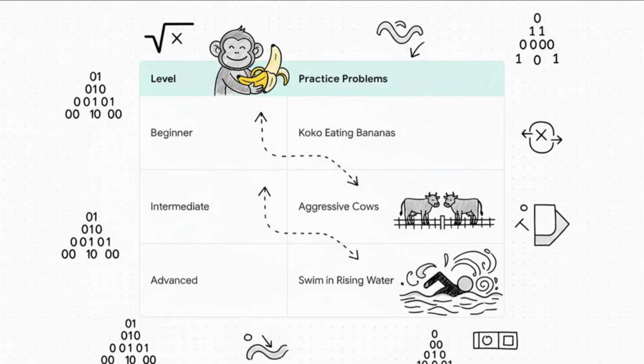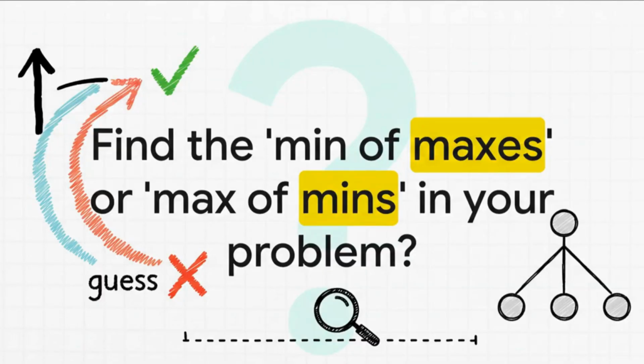Look, the only way to really get a feel for this is to practice. Start with some of the more straightforward ones like Koko eating bananas to really nail down the template. Then you can move up to the problems we've talked about, like aggressive cows. And once you're feeling really confident, you can challenge yourself with advanced problems where figuring out the check function is a puzzle in itself. So, here's what I want you to take away.